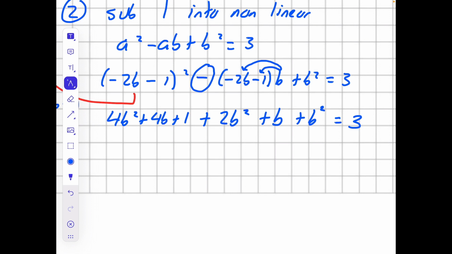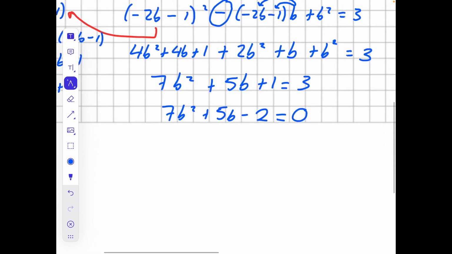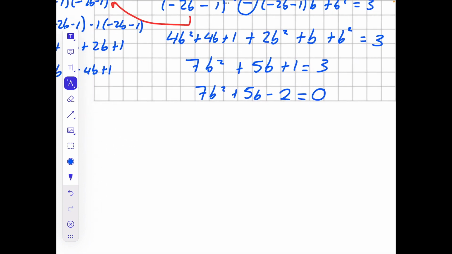Okay, tidy this up, make it look like a quadratic. So how many b squareds do we have? 7b squared, and you do 4b squared plus 2b squared plus b squared. How many b's? We've got plus 5b. Plus 1 is equal to 3. To make it a quadratic that we can use the minus b formula on, everything to one side. So 7b squared plus 5b minus 2 is equal to 0. And now pop that into your minus b formula.